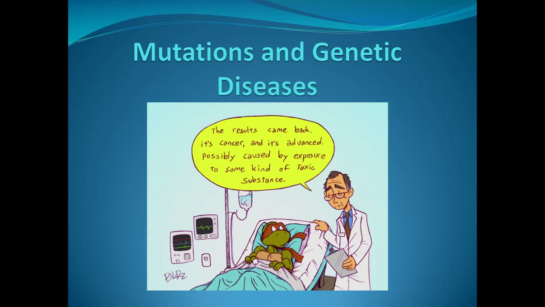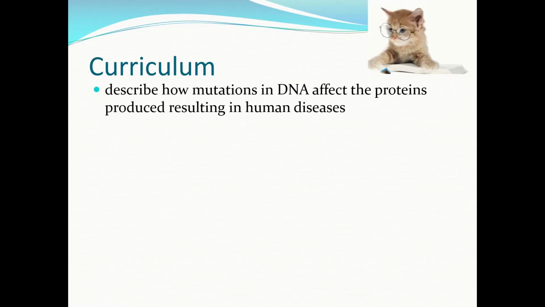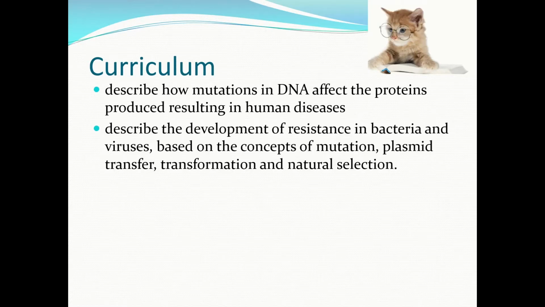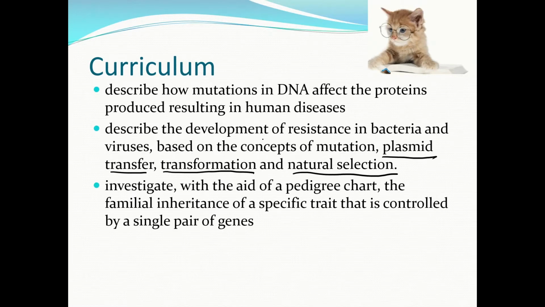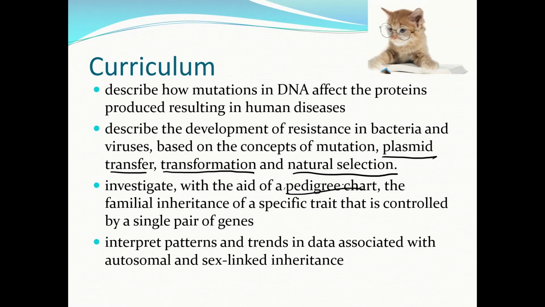Okay, and let's do this lesson on mutations and genetic diseases. So curriculum, describe how mutations in DNA affect proteins. They can result in human diseases. Describe the development of resistance to bacteria and viruses based on concepts of mutation, plasmid transfer, and transformation and natural selection. So make sure you know what these 3 terms are, because they're in the curriculum, so I will test you on them. Okay, we need to know how pedigree charts work, and do trends with autosomal sex linked, which we kind of did, but we'll talk about it with genetic diseases this time.